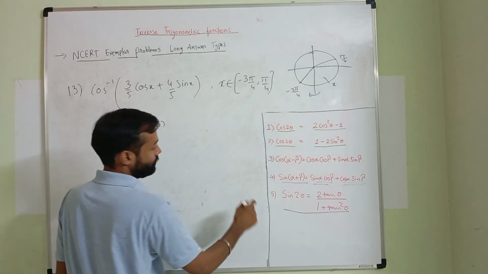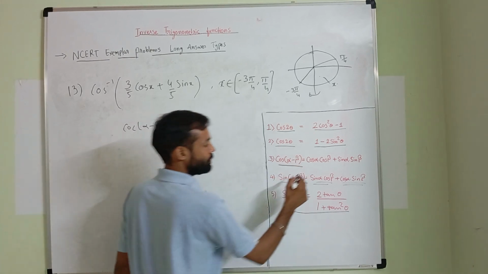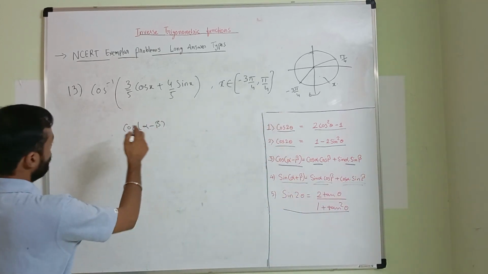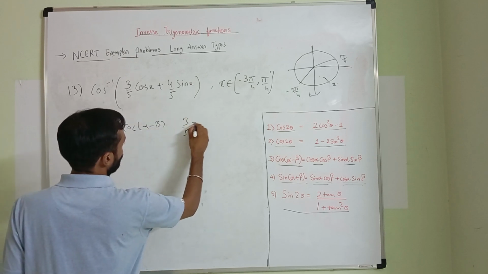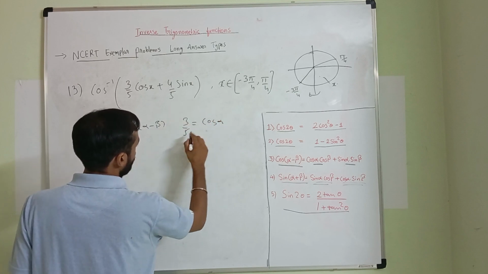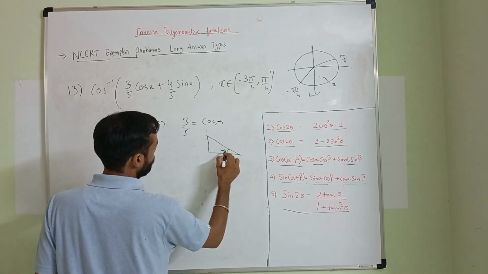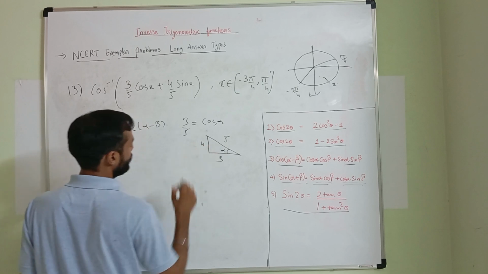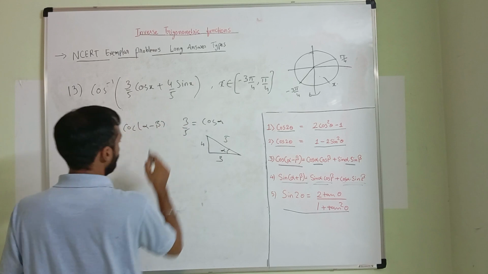So after that we could apply this formula, that is cos(alpha minus beta) is cos alpha into cos beta plus sin alpha into sin beta. So for this let us assume 3 by 5 to be equal to cos alpha, and based on this if we plot it on the right angle triangle, our cos alpha will be 3 by 5, so the hypotenuse would be 5. So cos alpha is 3 by 5 and sin alpha would be 4 by 5.